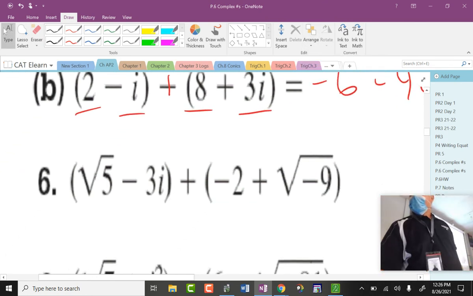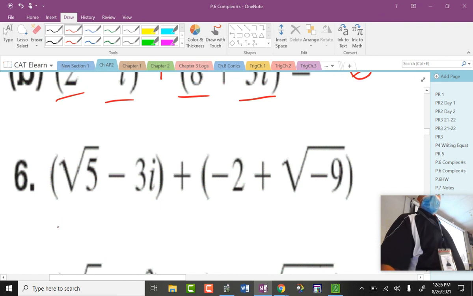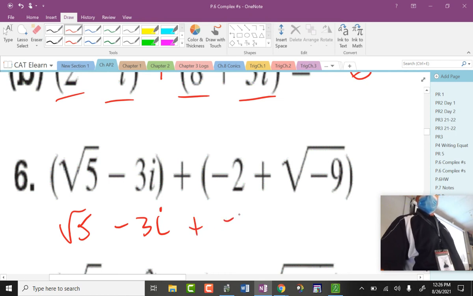Okay, Nathan. What's the square root of 5? It's a trick question. It's just the square root of 5. What's minus 3i? It's just minus 3i. What's plus? Plus. What's negative 2? Okay, good. What's the square root of negative 9?